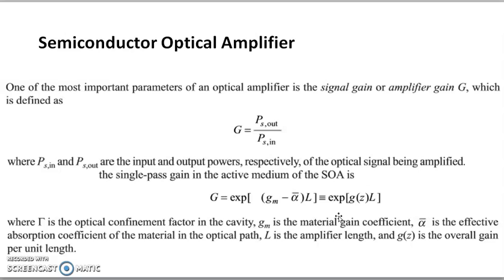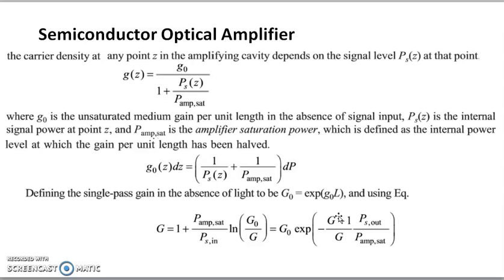In this equation, Gm is the material gain coefficient, and alpha bar is the effective absorption coefficient of the material in the optical path. L is the amplifier length, and G(z) is the overall gain per unit length.